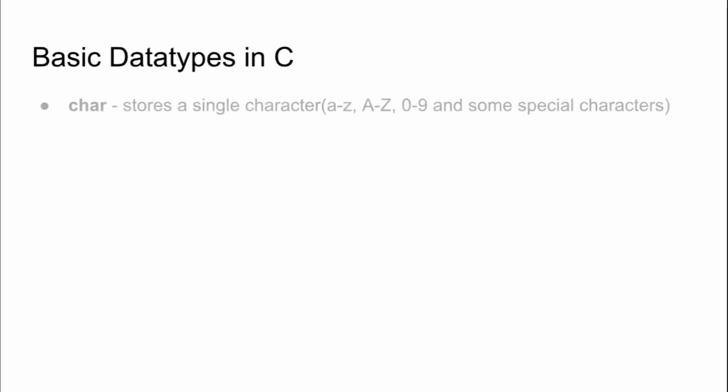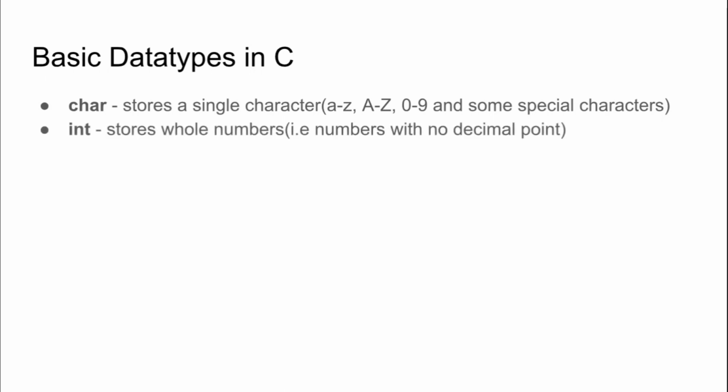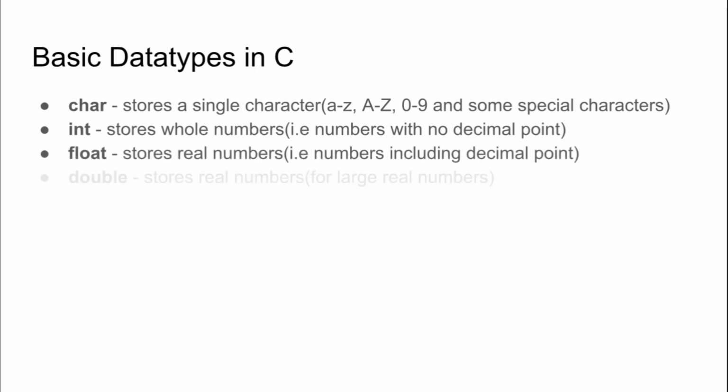First is char, which is used to store a single character like alphabets in small caps and large caps, then numbers from 0 to 9 and some special symbols. The next is int, which stores whole numbers, that is numbers without decimal values. And the last two are float and double. They both are used to store numbers with decimal values. Double can store large decimal value numbers. Its range is 2 times that of float.